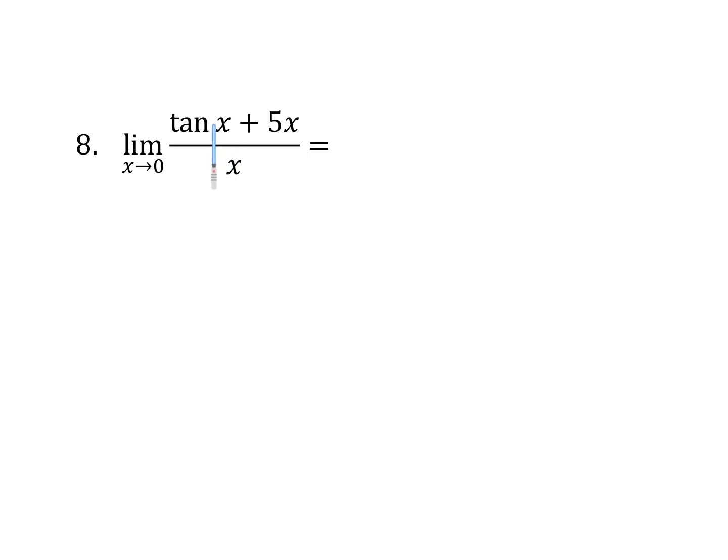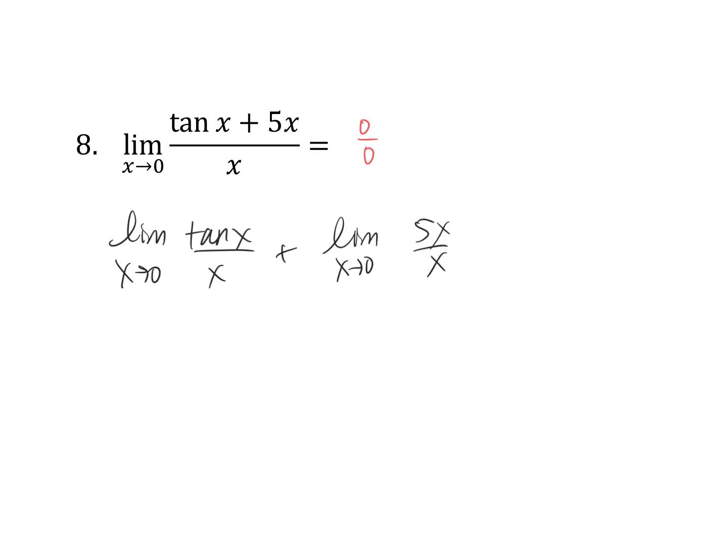Unit circle, what's the tangent at 0 radians? What's the y over x at 0 radians? 0. Yeah, it'd be 0 over 1, which is 0. So 0 plus 0 over 0. Can this separate into the limit as x approaches 0 of the tangent of x over x plus the limit as x approaches 0 of 5x over x? Can we say this plus that and separate them out? We sure can.